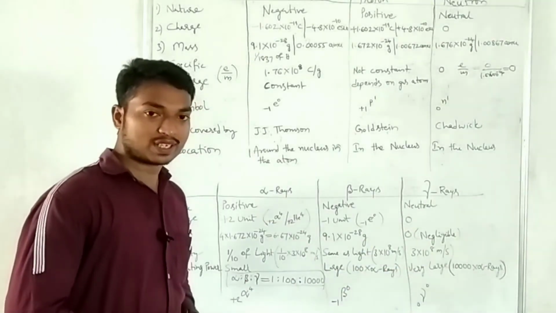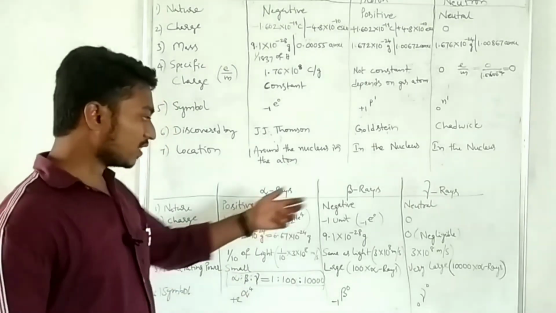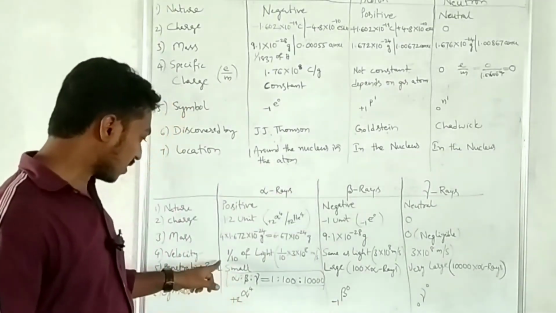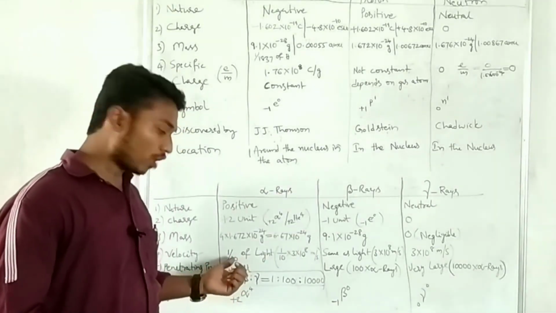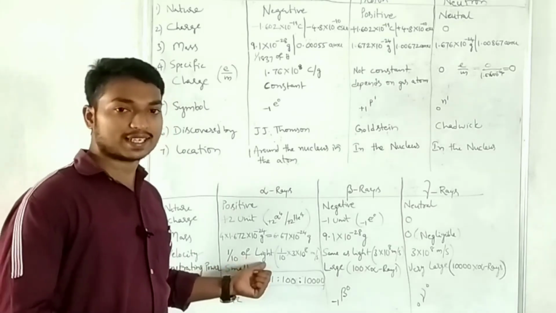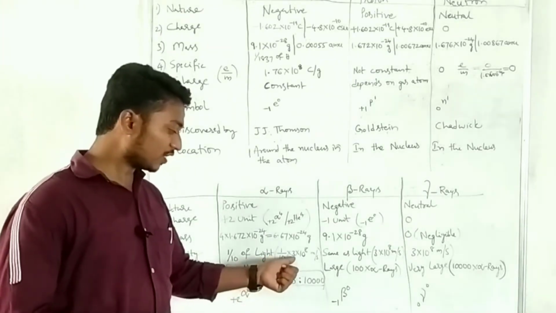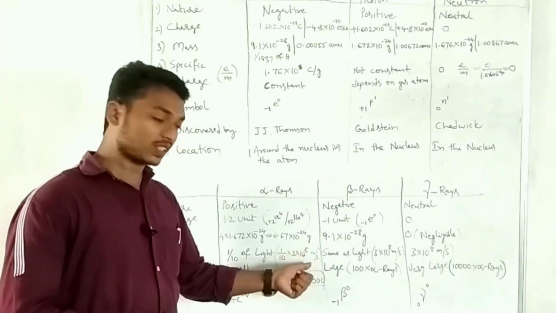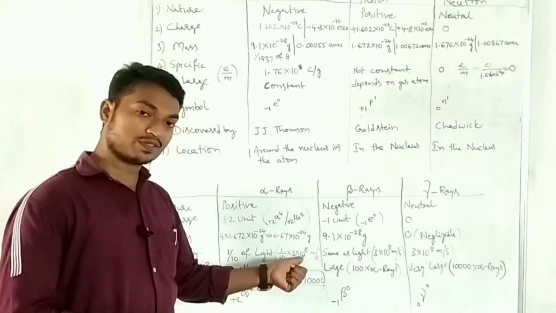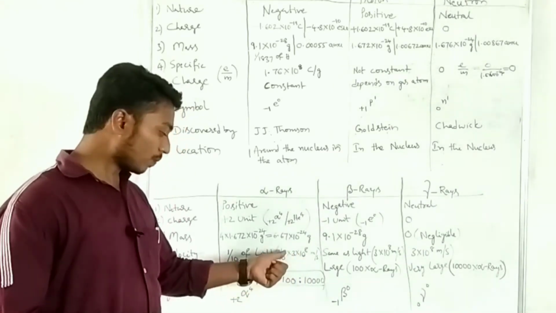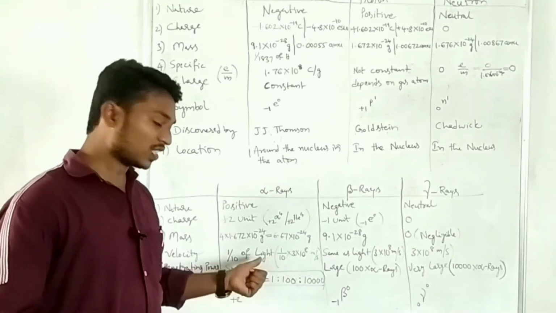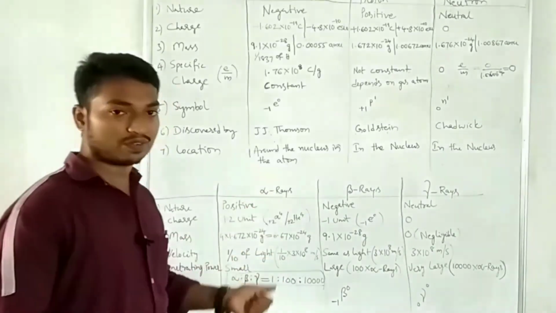If you observe the velocity of the alpha rays, beta rays and gamma rays, alpha rays have a velocity of 1/10th of the velocity of light. That means 1/10 into 3 into 10 to the power 8 meters per second. The velocity of light is 3 into 10 to the power 8 meters per second. Alpha rays have 1/10 part of the velocity of light.